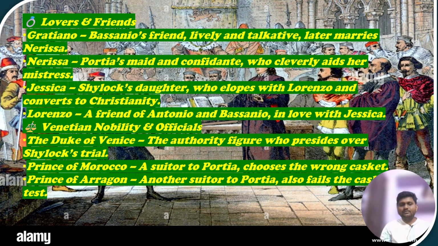Then we have Prince of Morocco. He comes to marry Portia but chooses the wrong casket, so he is not allowed to take her as his wife. Then we have Prince of Aragon. He also comes to marry Portia, but he also chooses the wrong casket, so he is not allowed to marry Portia.